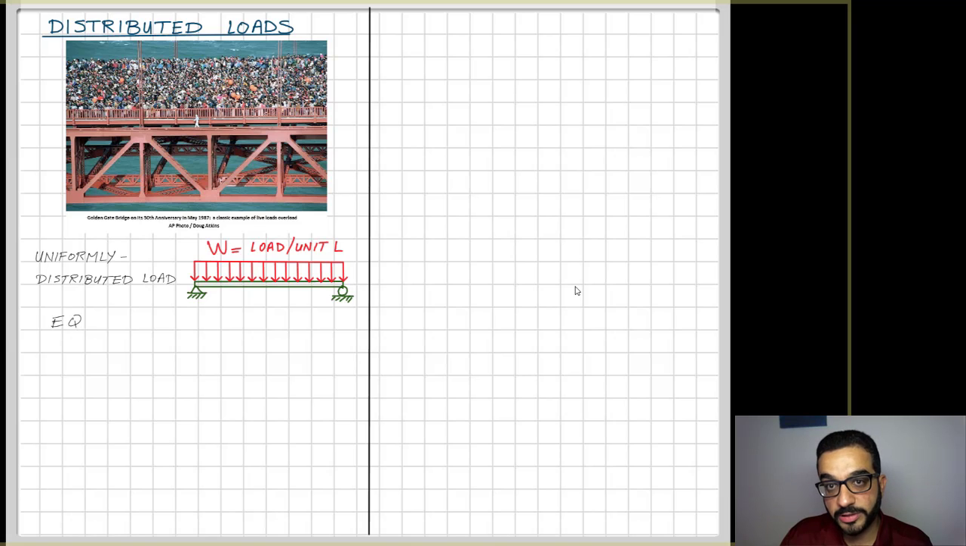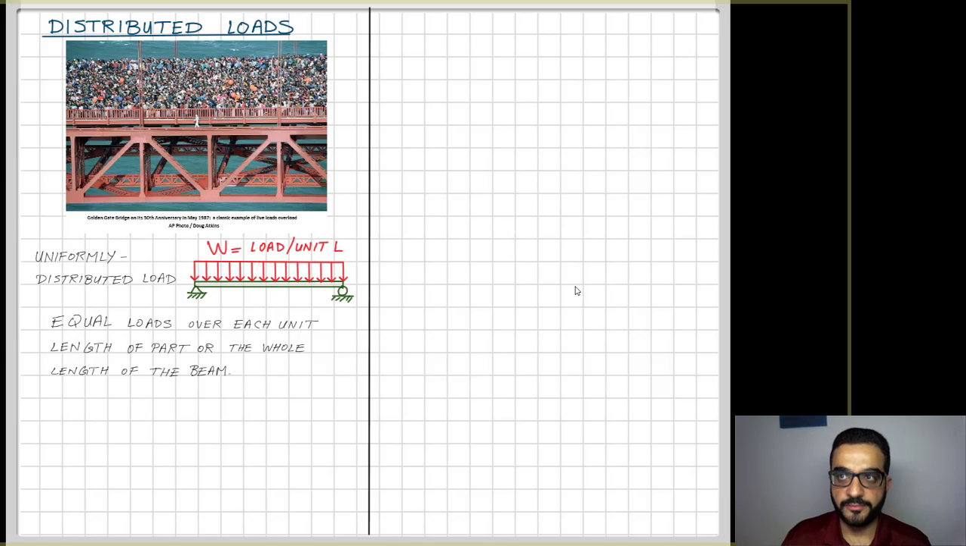And it's uniform here because it has the same intensity over the length of the beam. And its units are load per unit length. So I can represent their load if I'm now representing this bridge as a 2D beam. So their load would be represented as, let's say, pounds per linear foot. So for every linear foot, I will have this number of pounds.